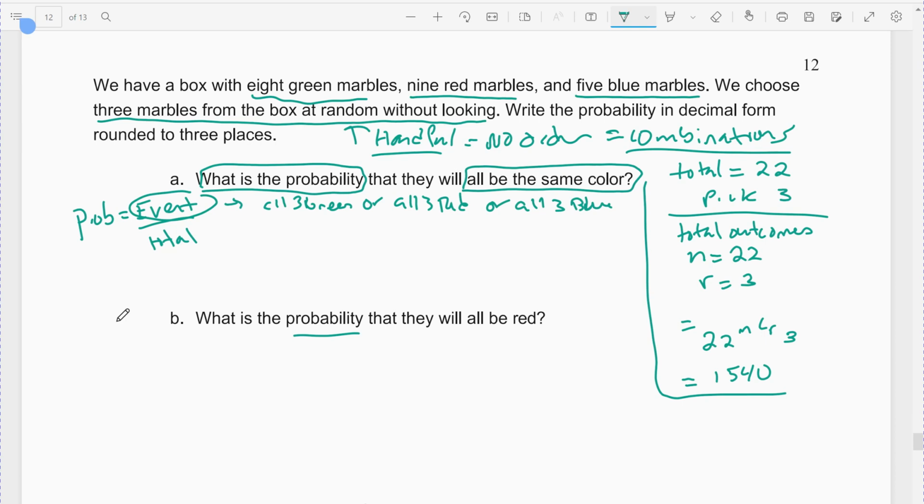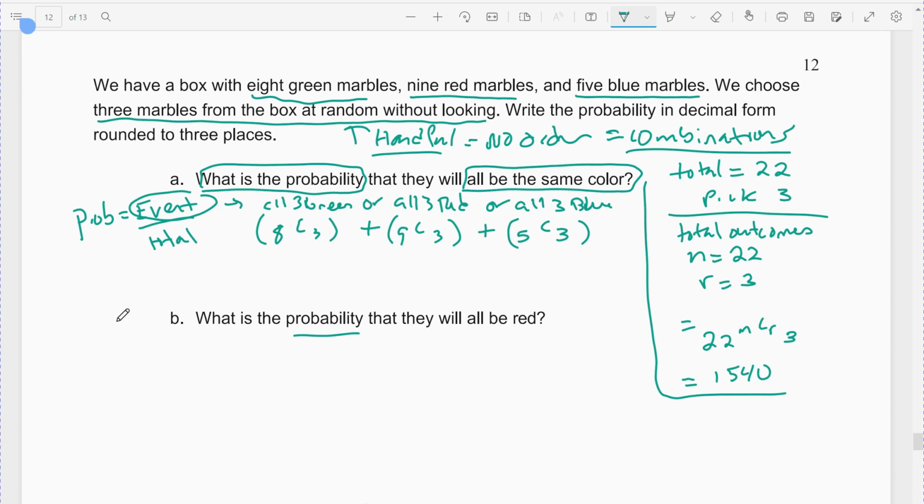So if I'm picking 3 greens, well, I had 8 greens to choose from, so this is combination 8 choose 3. That would be how many ways to get green. Or, all 3 are red, and there are 9 reds, so 9 choose 3. That's all the ways to get red. Or, all of them are blue. There are 5 blue, so 5 choose 3. So those are my groups.